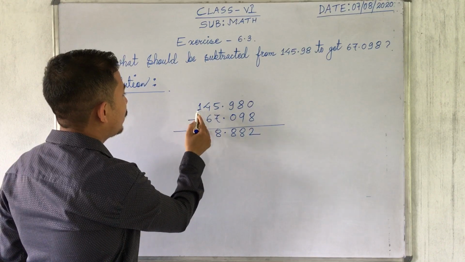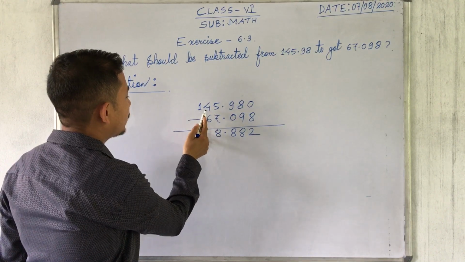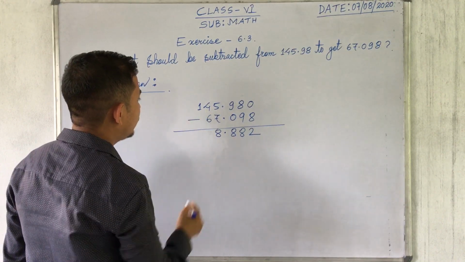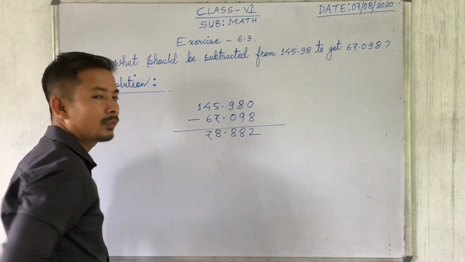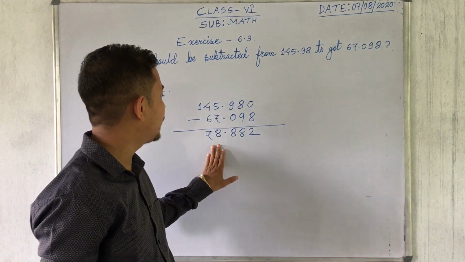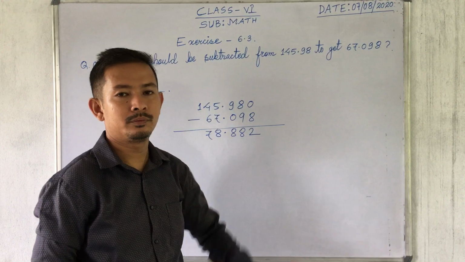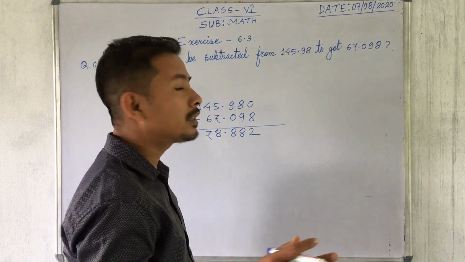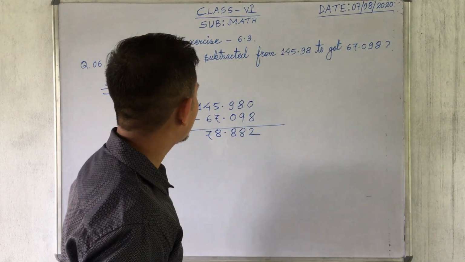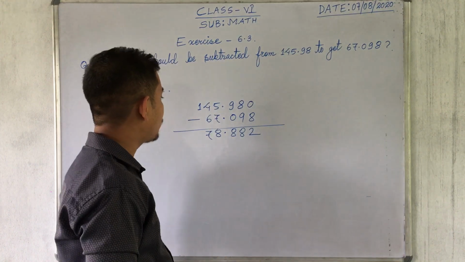So now if we take 1 here, there will be 13. If we subtract 6 from 13, there will be 7. This way we will get 78.88. Understood? So this is the answer. Very simple. But at last we have to write it this way.